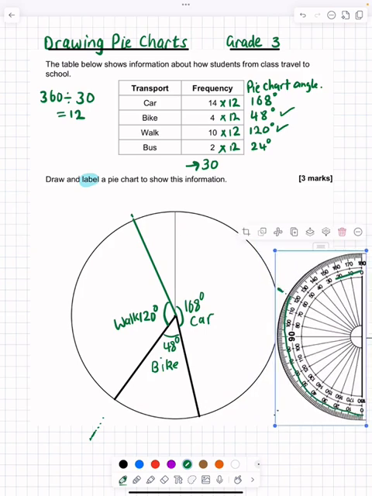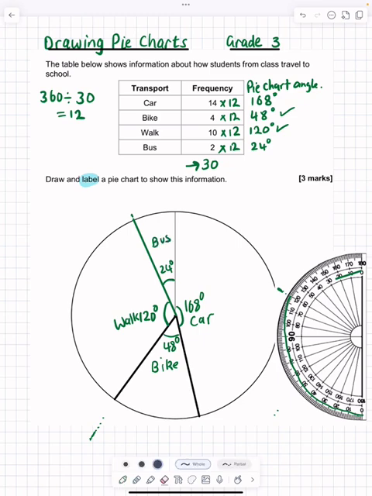So that is the pie chart. Just don't forget to label the last bit. That's 24 degrees, and that will be labeled as bus. So that is our completed pie chart using a protractor. It is a 3-mark question, and it can be in a higher or foundation GCSE.